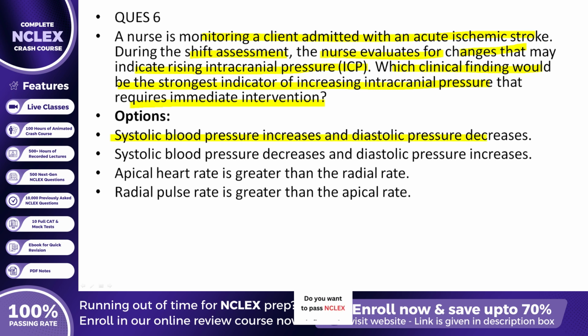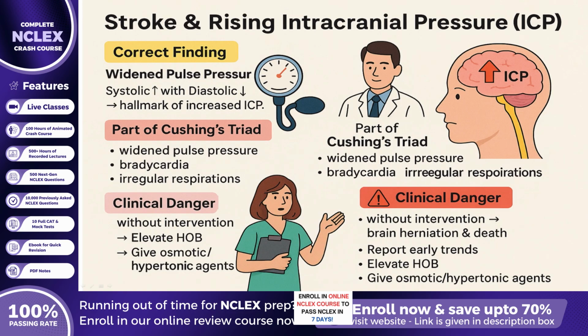Now, let me explain why this is correct. When the systolic blood pressure rises while diastolic blood pressure falls, the result is a widened pulse pressure, which is a hallmark feature of increased intracranial pressure. This finding is part of Cushing's triad, a classic but late neurologic sign consisting of widened pulse pressure, bradycardia, and irregular respirations. The mechanism involves increased intracranial pressure compressing the brainstem, especially the medulla, which controls cardiovascular and respiratory regulation.